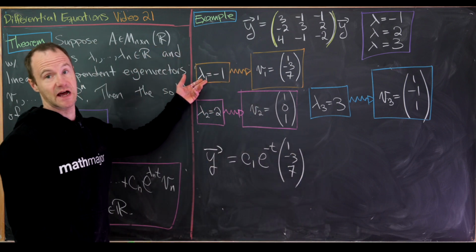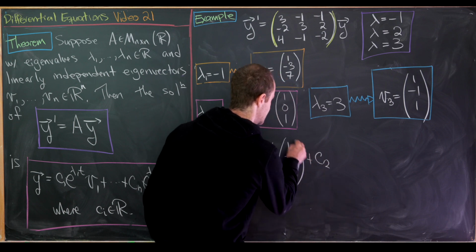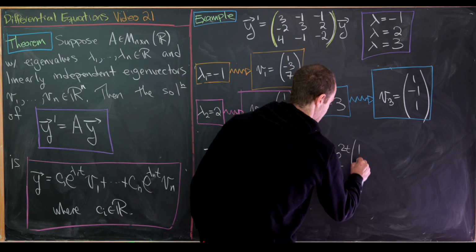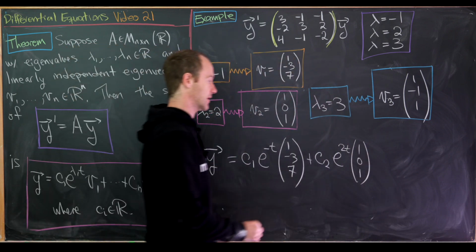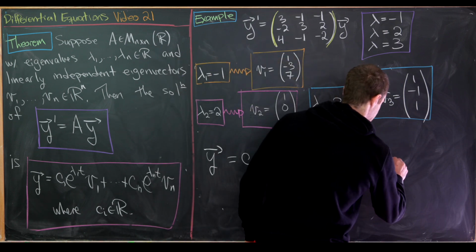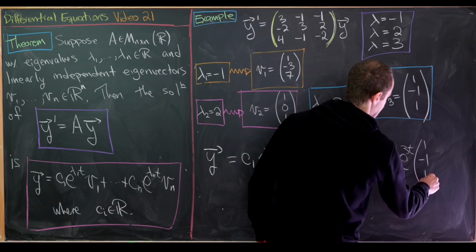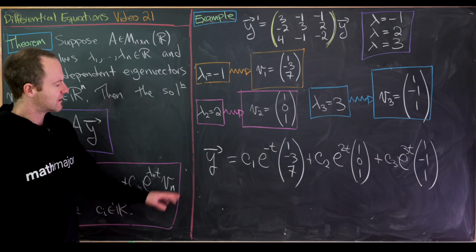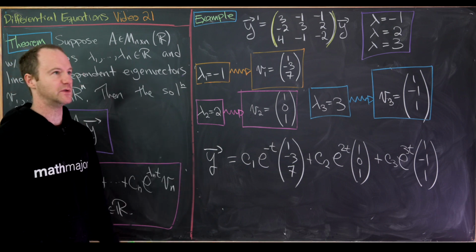So that's from this eigenvector eigenvalue pair. And then plus c2, and then e to the 2t, and then 1, 0, 1. So that would be this eigenvector eigenvalue pair. And then finally plus c3, e to the 3t, and then 1, negative 1, 1 from this last eigenvector eigenvalue pair.